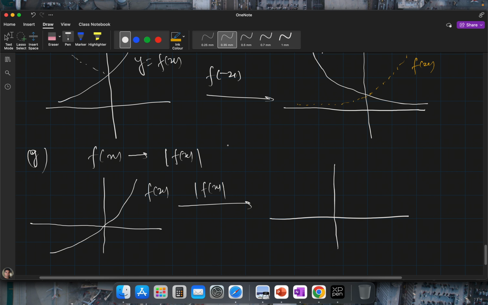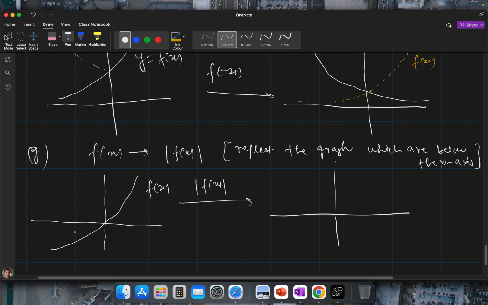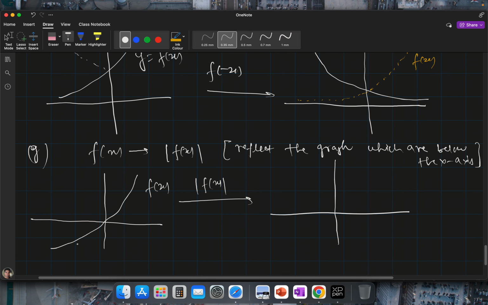In this case you have to just reflect the graph which is below the x-axis. So you can see that this was the graph which was below the x-axis, which means that you have to just reflect it about the x-axis. Okay, so you will get a graph like this.